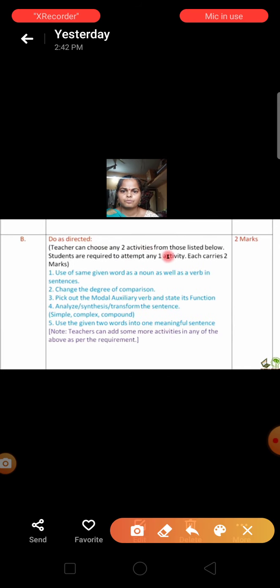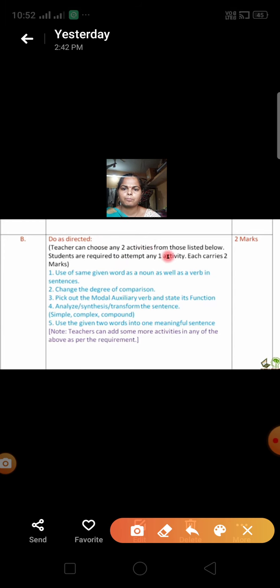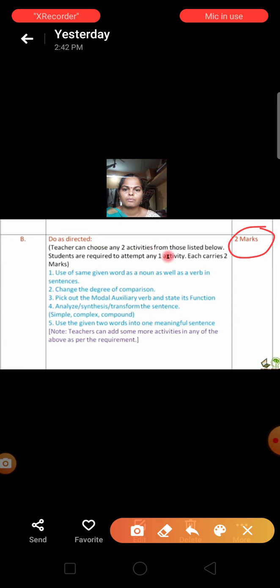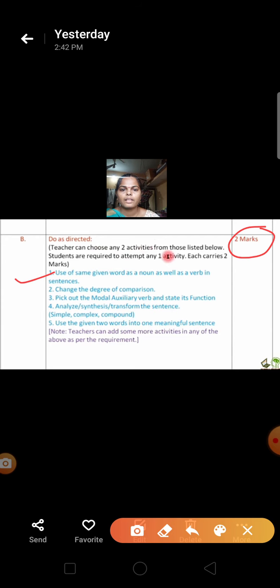See next. Question number 1 B. Do as directed. Here it is also 2 marks. So here you will get 5 activities and you have to choose only one activity to solve, and this one activity is for 2 marks. Understood? So let's see. First one is use the same given word as a noun as well as a verb in sentences. Second one is change the degree of comparison.